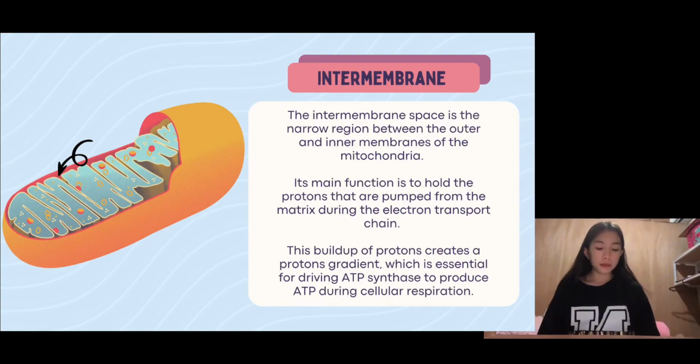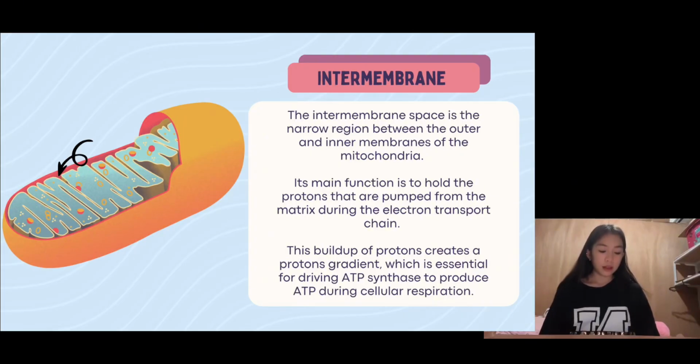The inner membrane is highly selective and contains proteins involved in the electron transport chain. It is essential for oxidative phosphorylation in mitochondria. ATP synthase produces ATP using the proton gradient. Transport proteins regulate the movement of specific molecules.